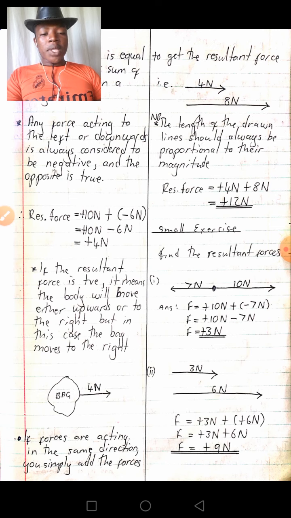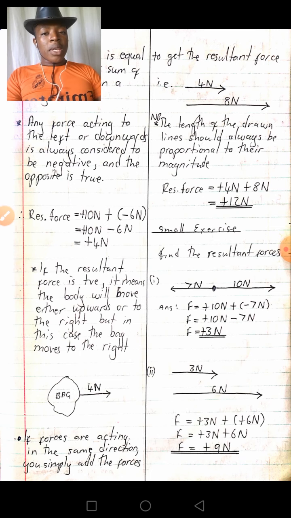Find the resultant forces. We've got 7 newtons acting on the same point as 10 newtons to the right. So what do we do? Simply say plus 10 newtons plus minus 7 newtons, since they're to the left. Plus 10 newtons minus 7 newtons, you get plus 3 newtons.